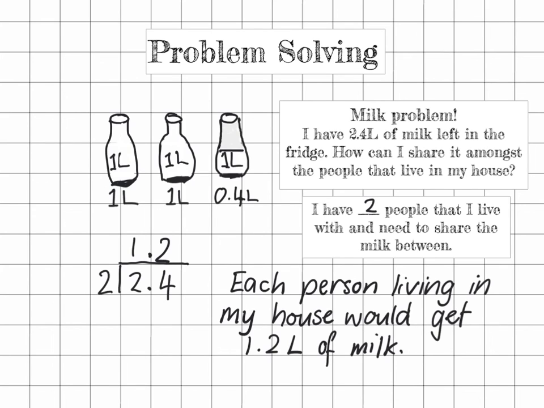So when you go on to Seesaw in the activities, you'll have this to solve. Fill in this section here with the right number of people. Cannot be 2. Put your division problem over on the side. Solve it. You might have some remainders depending how many people live in your house. And then write one sentence answering the question, which is, how can I share it amongst the people that live in my house? There you go. Have fun.